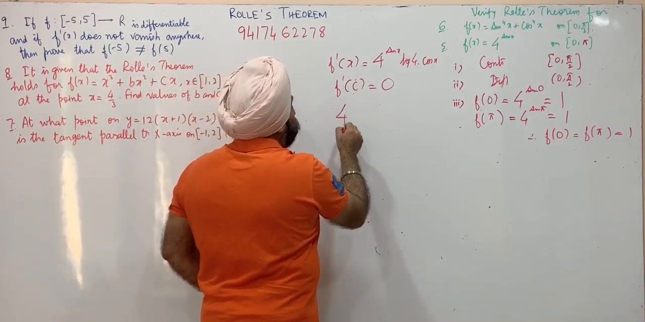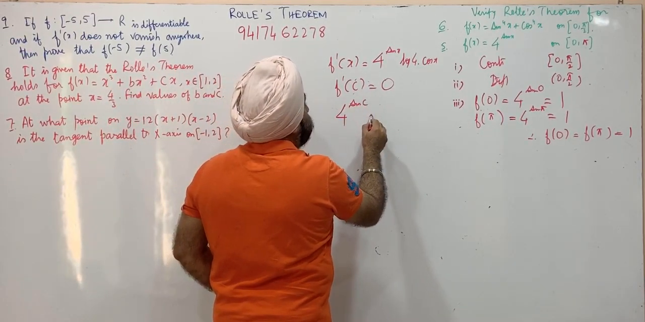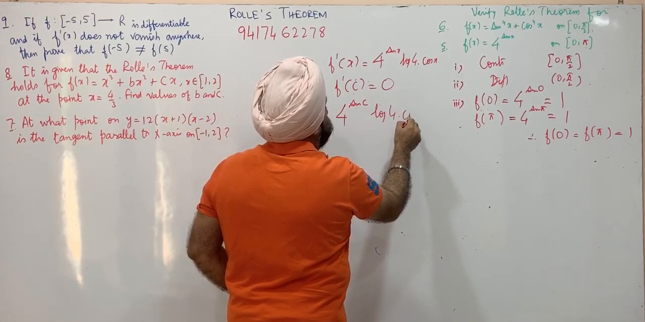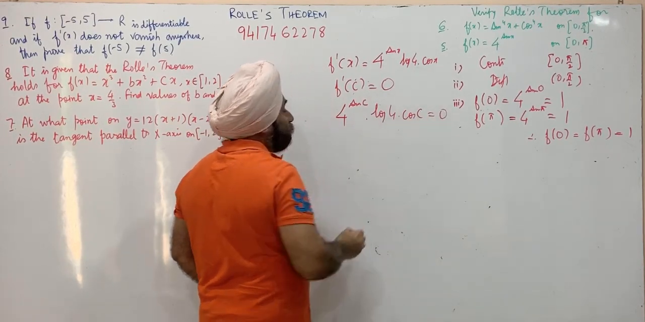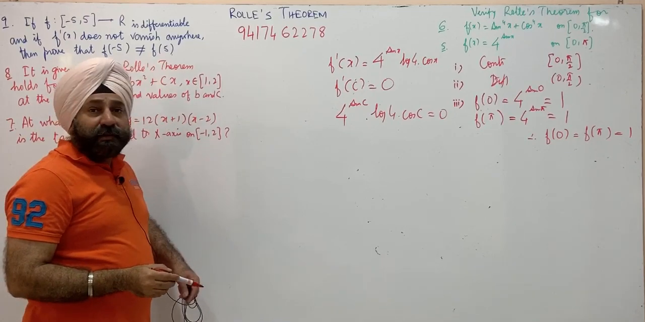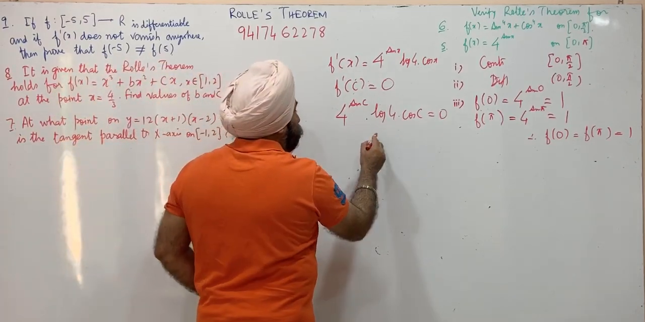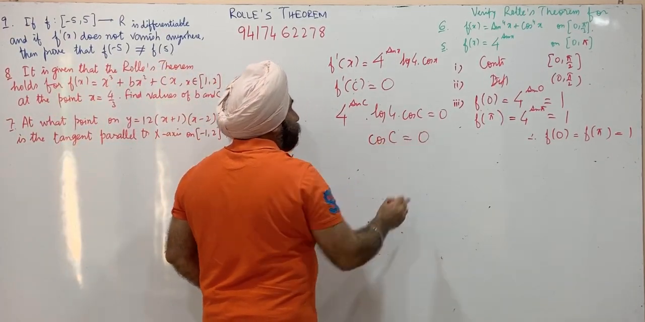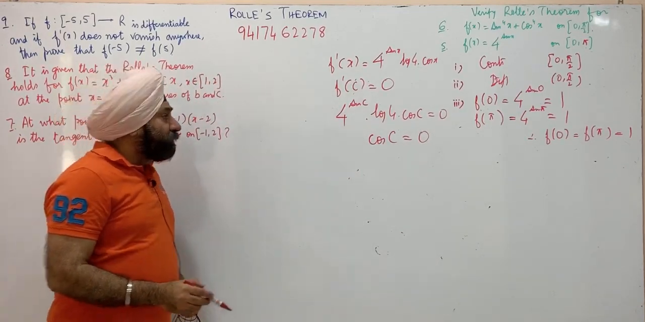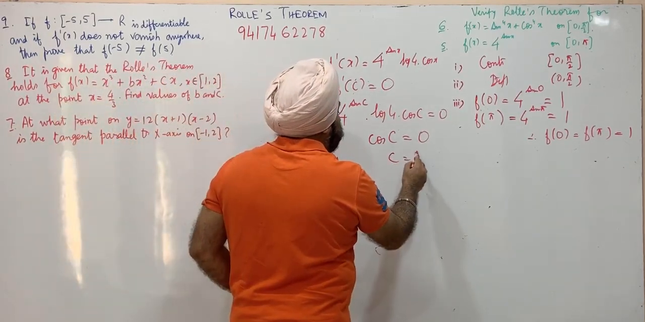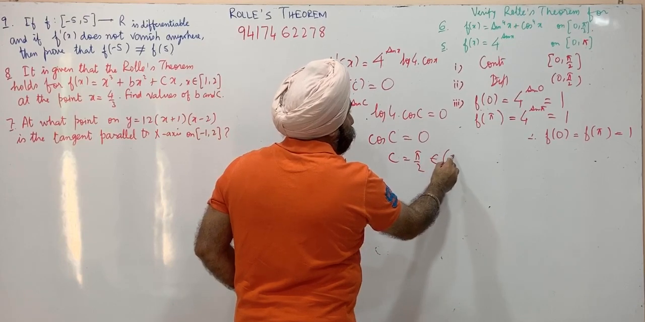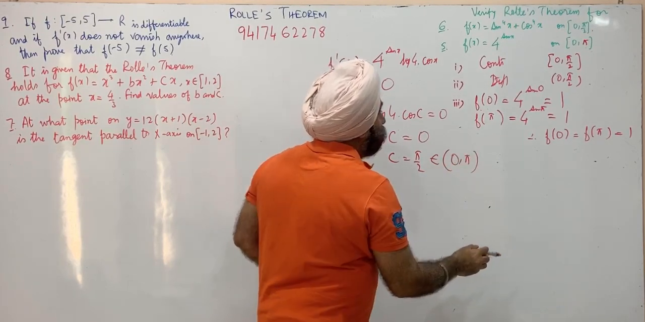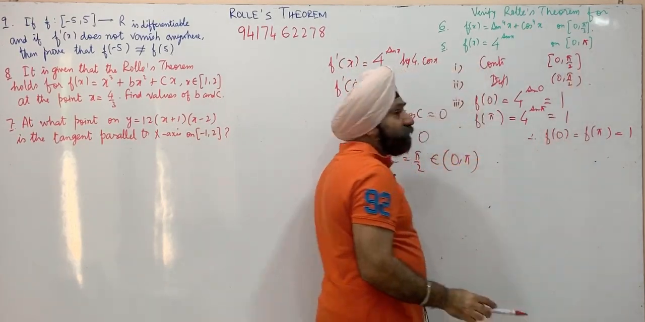This means 4 raised to sin of c into log of 4 into cos of c is 0. Now 4 raised to something cannot be equal to 0, and log 4 is a constant. The only possibility is that cos of c is 0. This gives us c equals pi by 2, and this belongs to the open interval 0 to pi. This was the given interval.